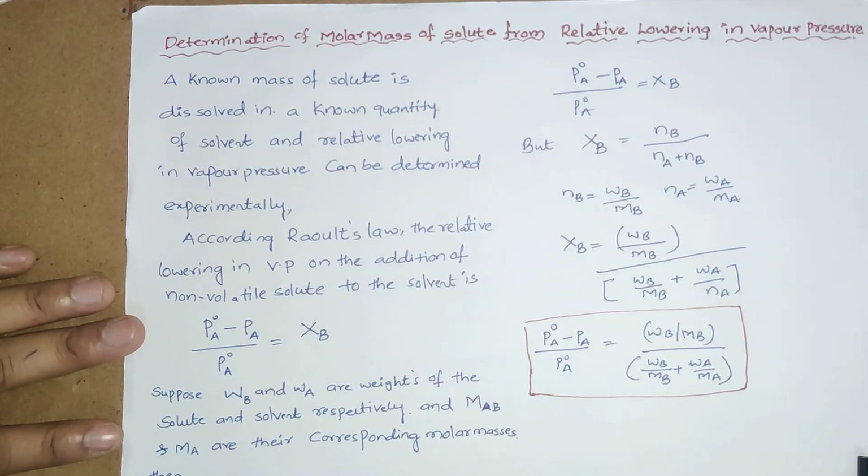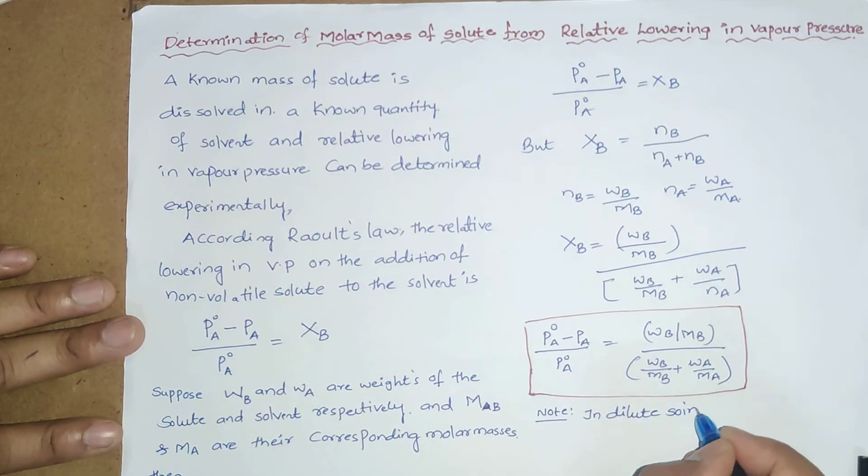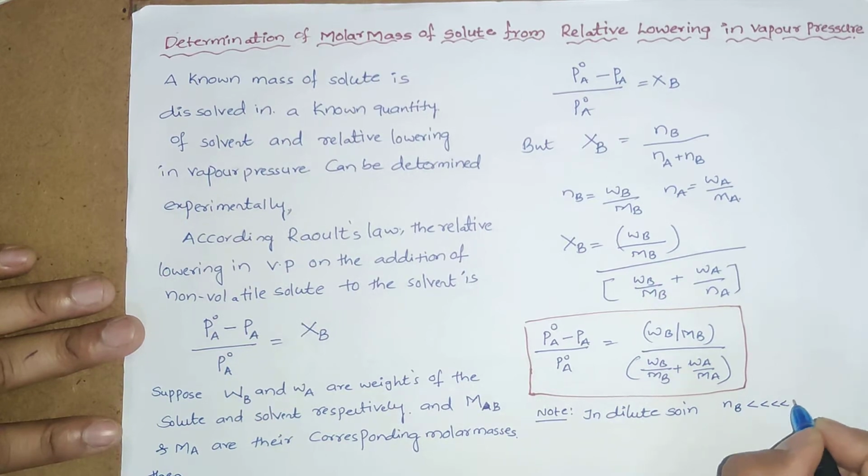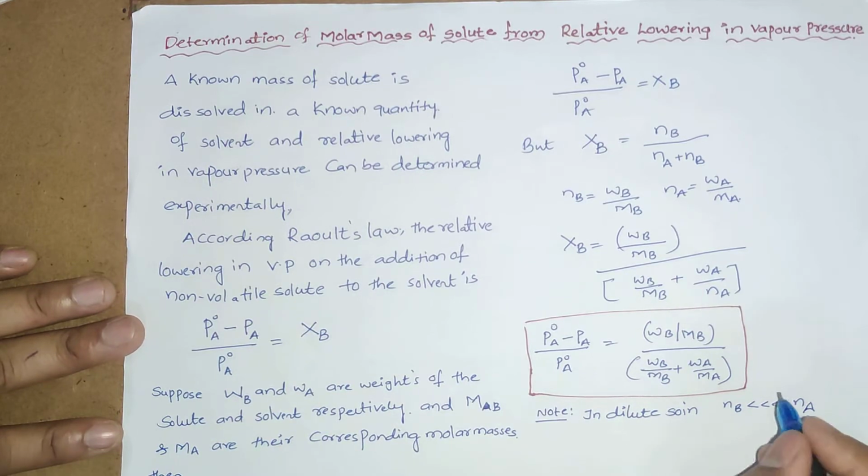So generally, one important note: in dilute solutions, the number of moles of solute is less than Na. That means the quantity of solute is very much less than the quantity of solvent. In that case, we write Nb plus Na is approximately equal to Na. That means Nb is neglected in Nb plus Na.